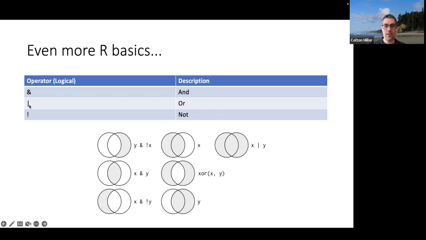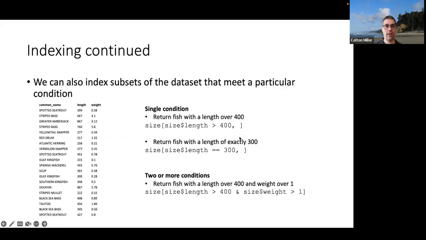And then this straight up and down line, which is shift and then the backslash that's just below your delete key, specifies or. We could ask something like, we want fish that are, where's the or? Here's the or. Maybe we wanted fish that were over 400 or over one in weight. And if we go back to here, then we would have returned this spotted sea trout, because while it wasn't over one in weight, it was over 400 in length. So if we said we wanted fish that were over 400 in length or one in weight, we could return this observation, because it doesn't meet the and criteria, but it would meet an or criteria.